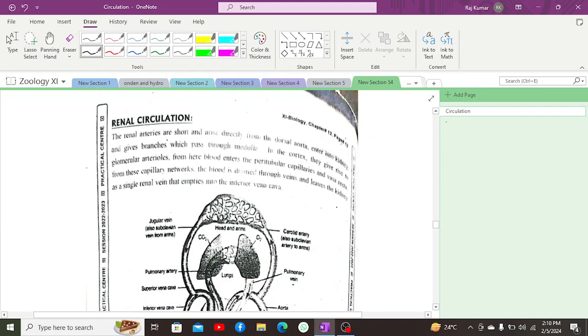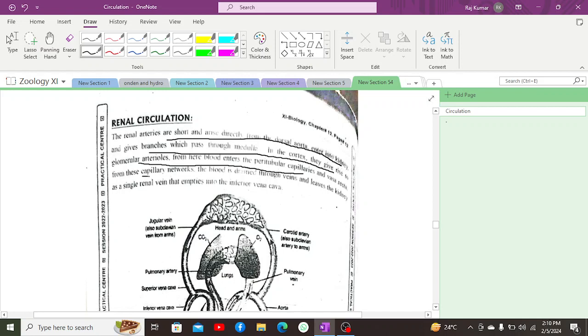Renal circulation. The renal arteries are short and arise directly from the dorsal aorta, enter into the kidney, and give branches which pass through the medulla into the cortex. They give rise to glomerular arterioles. From here, blood enters the peritubular capillaries and vasa recta.